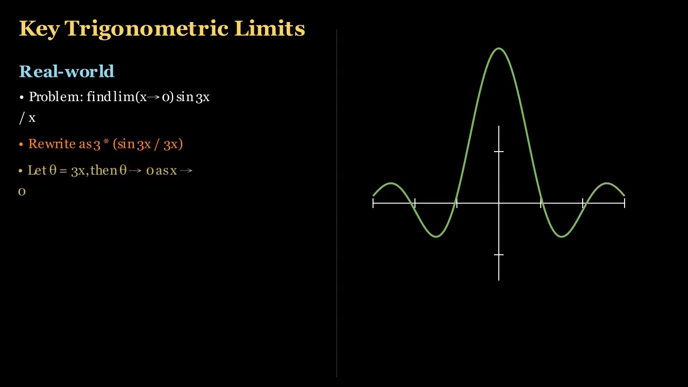This trick of matching the angle inside sine with the denominator works for any constant multiple, like sine of 5x over x giving 5.